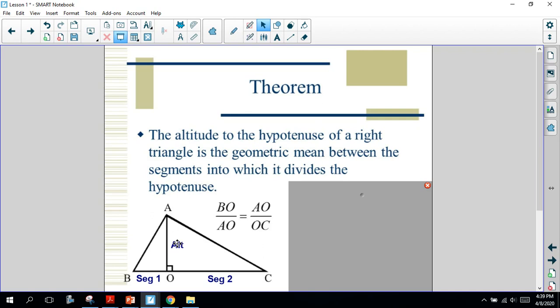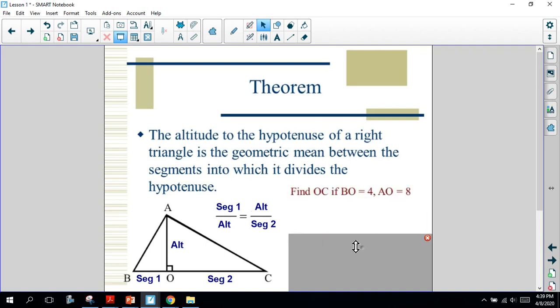So basically, what this is telling me is that the altitude is the geometric mean between the two segments of the hypotenuse, so between segment 1 and segment 2. With that, this whole theorem can be proven easily as a consequence of the three little bears theorem we talked about earlier. I'm not going to go into detail there, but it's just a proportion that's set up because of those three little bears and those triangles being similar.